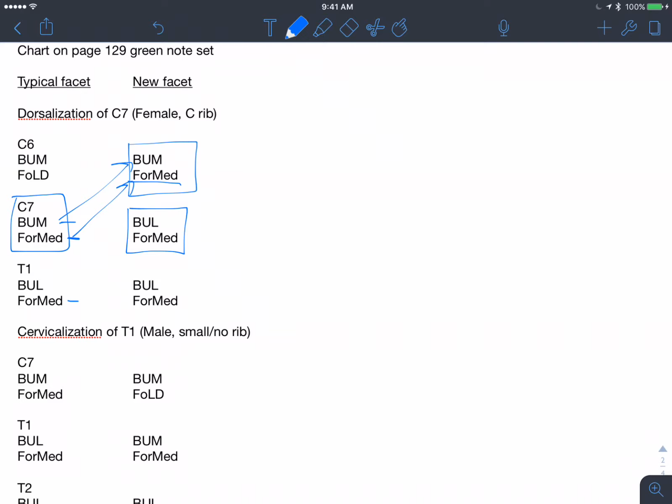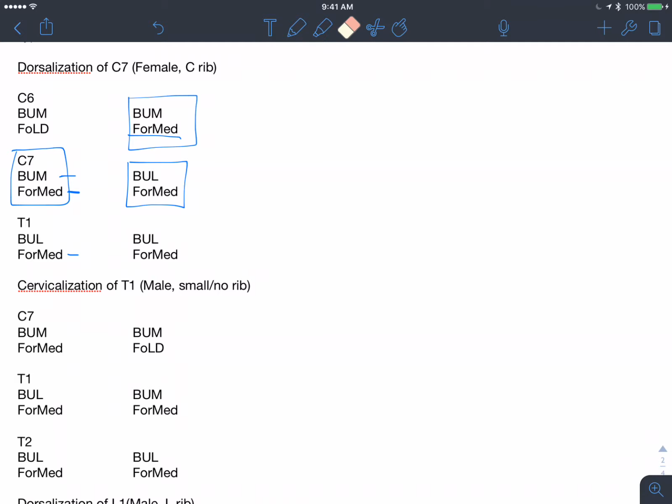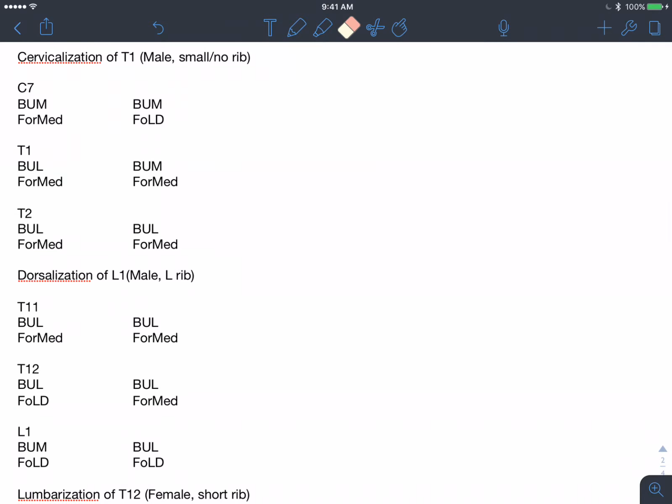So let's go ahead and look at the next one. Also in parentheses is just a few things that I thought were pertinent. This is typically seen in females. Remember, females are usually a segment above, so C7 versus T1. Also, this is associated with development of a cervical rib, which makes sense because if a C7 has a rib, it's going to become more like a thoracic, etc. Dorsalization, you can see. So cervicalization of T1 is going to be the same thing, just in reverse order.